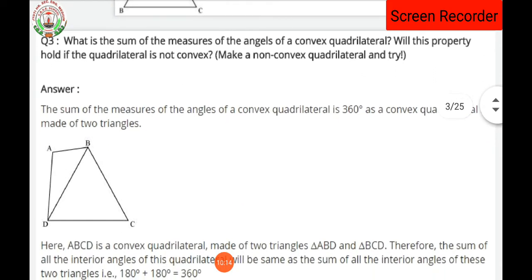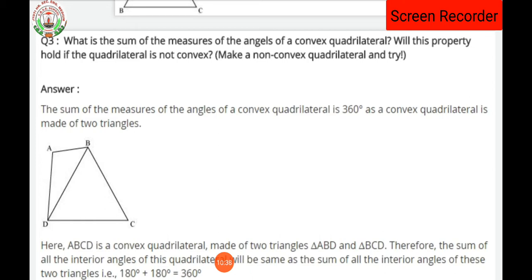So here is question number 3. What does question number 3 say? What is the sum of the measures of the angles of a convex quadrilateral? Will this property hold if the quadrilateral is not convex? Make a non-convex quadrilateral and try it. So here it is a theory type of question, students.